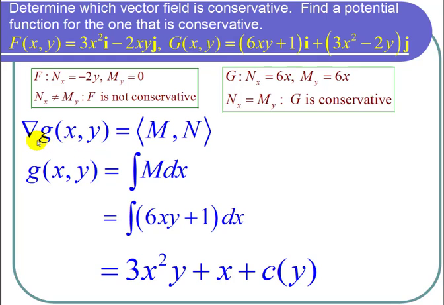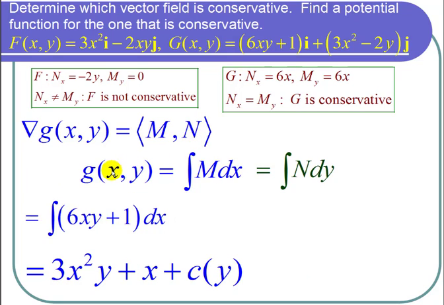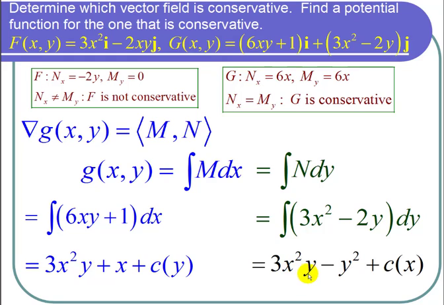Now let's go back. Since the gradient of g is equal to M comma N, we also know that g sub y is equal to N. And if we integrate both sides, we can say that g is also equal to the integral of N dy. N, remember, was 3x squared minus 2y. So we integrate 3x squared minus 2y dy. And when I integrate that, I get 3x squared y minus y squared plus some constant that may involve x's, because y is now our variable. So x is treated as a constant.